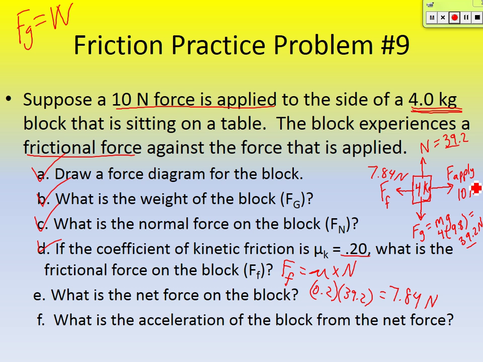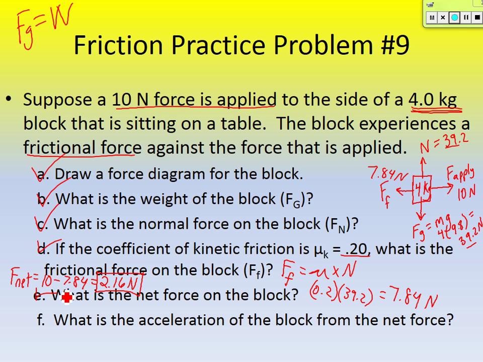In physics, going to the right is what? Positive. So we're going to take 10. And in physics, going to the left is negative. So we're going to subtract 7.84. So our net force, I'm going to write it over here. Force net is equal to 10 minus 7.84. And that's equal to 2.16. Is that what you guys got? Yeah. 2.16 what? Newtons. Okay. So we've done part E. It has a net force of 2.16 newtons.